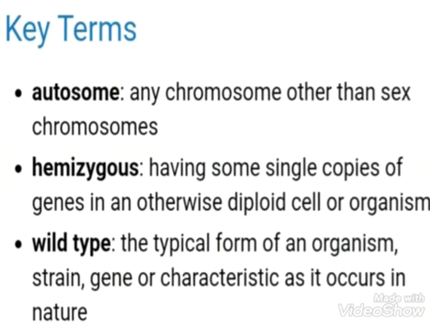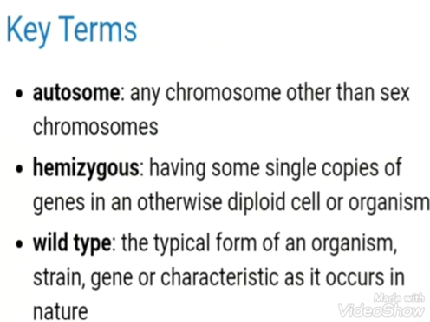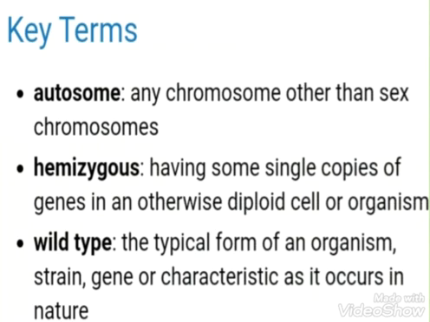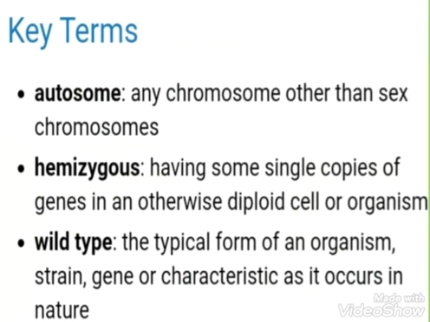Some of the key terms you must know in this chapter. What are autosomes? The body chromosomes are known as autosomes. So, any chromosome other than the sex chromosomes is known as an autosome. Then what is hemizygous? Having single copies of genes.